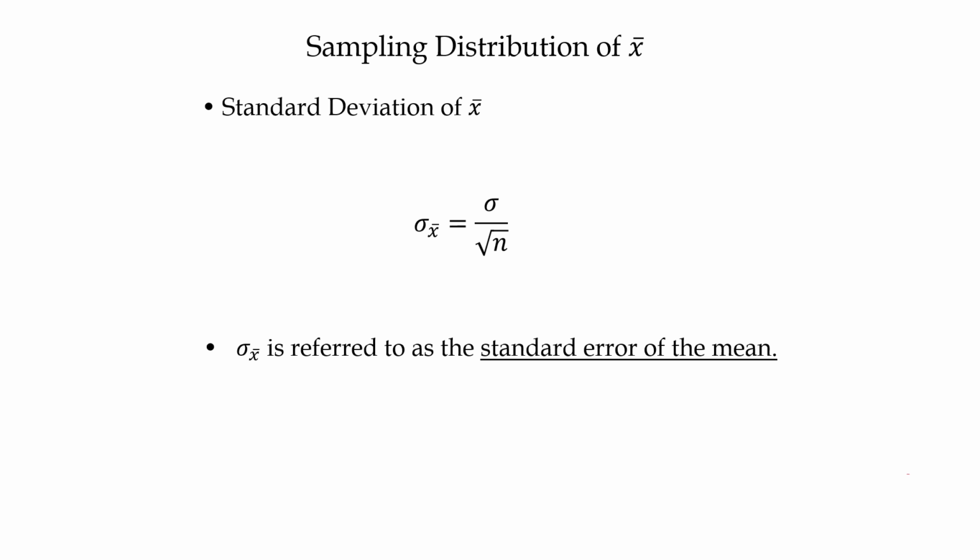The standard deviation of that sampling distribution of the mean is referred to as the standard error of the mean, and it can be calculated by taking the standard deviation of your sample and dividing by the square root of n. And this will come back up later in the statistical tests that we do. This is important.